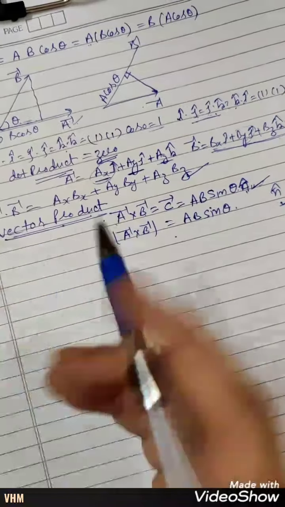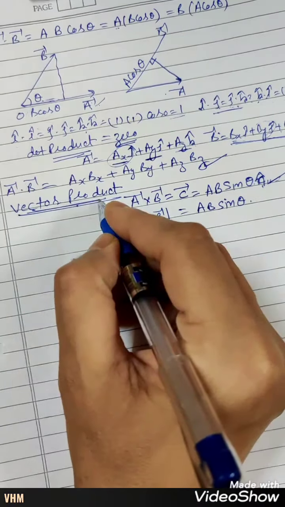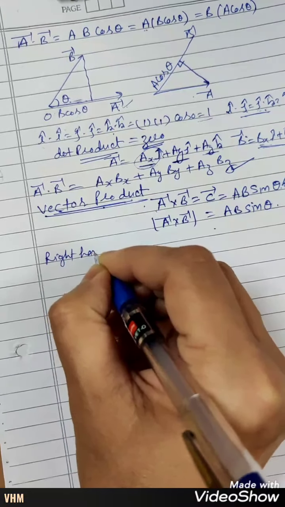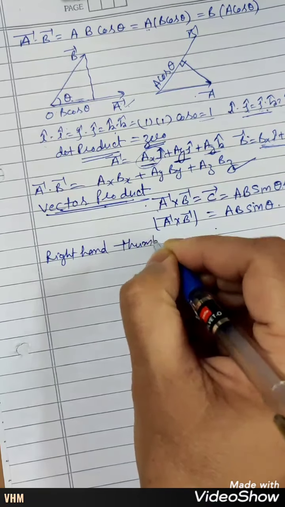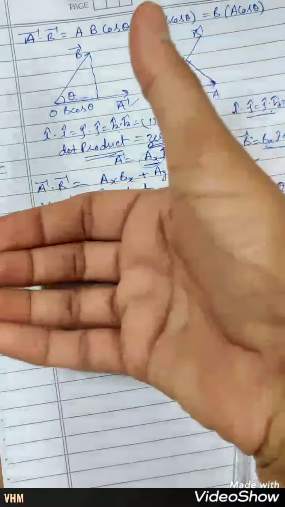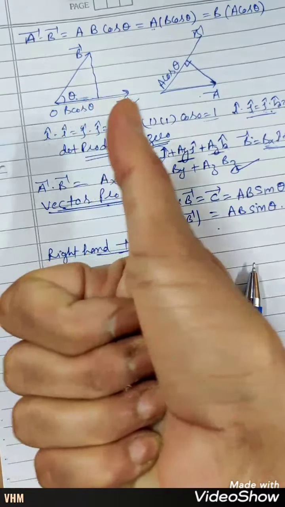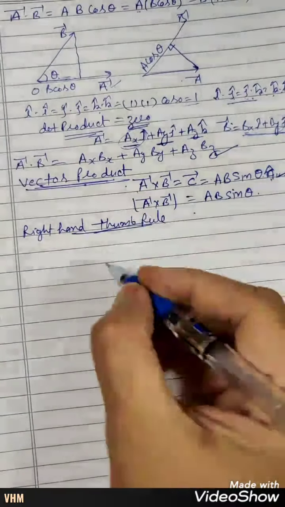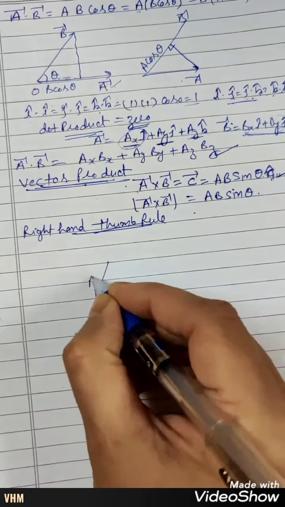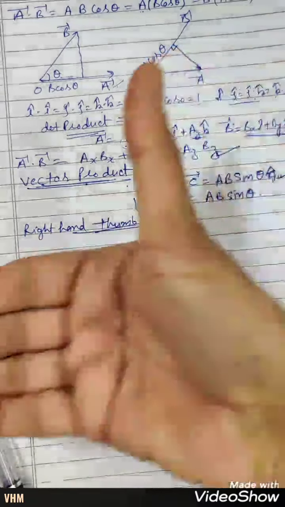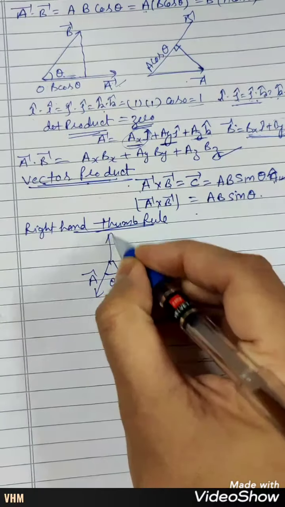Now, if it is a vector quantity, how do we find the direction? Direction is given by the right hand thumb rule. If we have the right hand and the curling of fingers represents A cross B, then the thumb points out the direction of C vector. And B cross A is the opposite direction. So if we say this is A vector, B vector, angle theta, and we say A cross B, then this is the C vector.